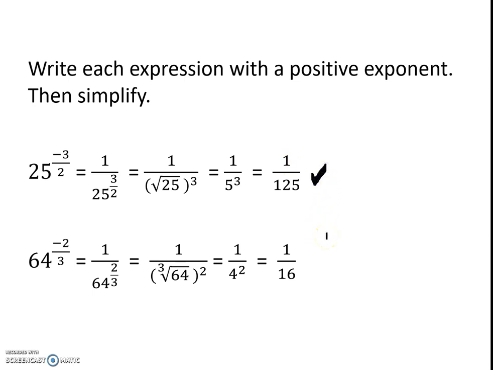so our answer ends up being 1 divided by 125. We have 64 raised to the -2/3. Again, that negative does not make it a negative answer, but simply puts it under 1. The cube root of 64 is 4, and that is squared. Well, 4 squared is simply 4 times 4, which is 16. We still have that 1 hanging around on top for the numerator, so our answer is 1 divided by 16.